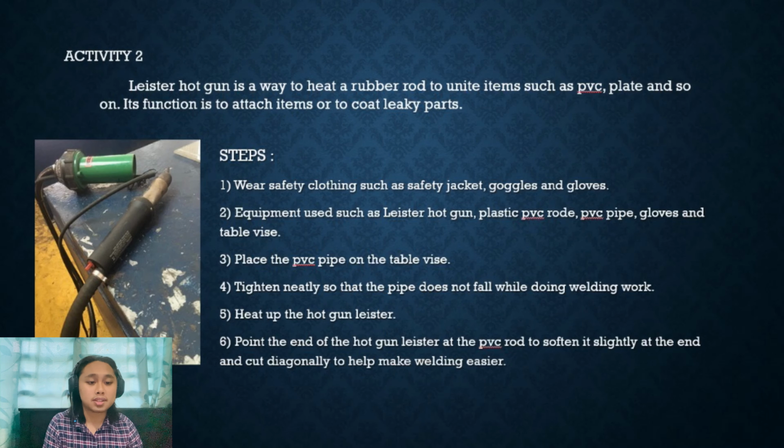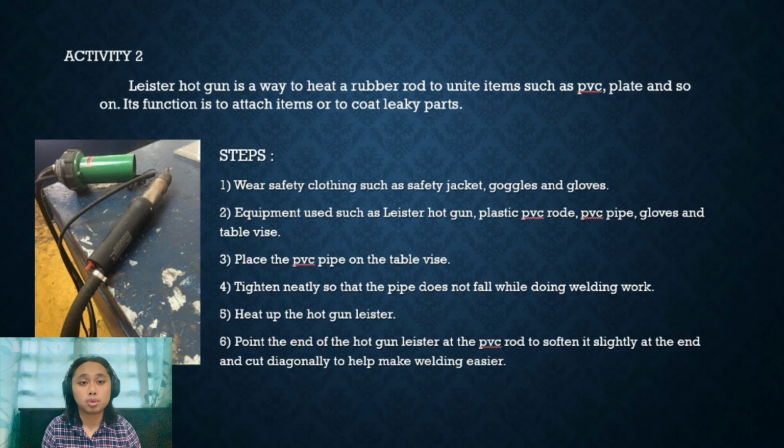So the steps: Number 1, wear safety clothing such as safety jacket, goggles, and gloves. Number 2, equipment used such as Leister hot gun, plastic PVC rod, PVC pipe, gloves, and table vise. Number 3, place the PVC on the table vise. Next, tighten it neatly so that the pipe does not fall while doing welding work.